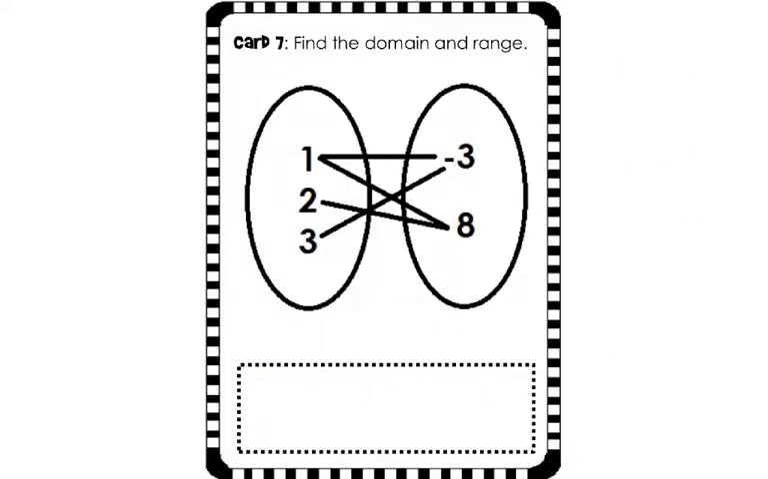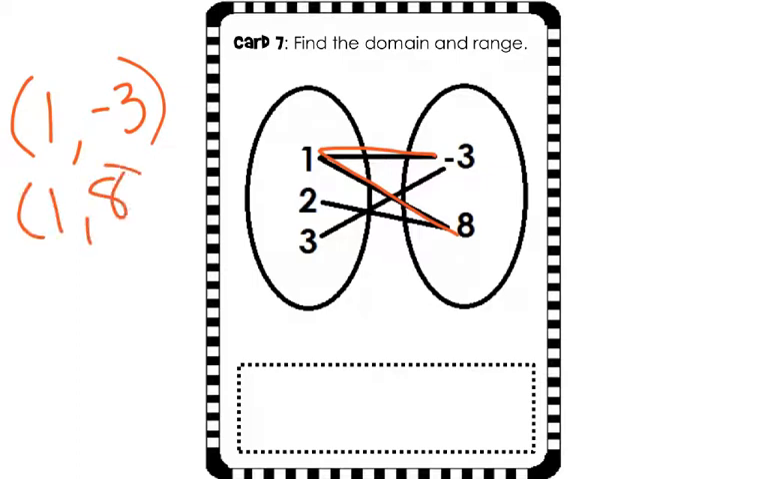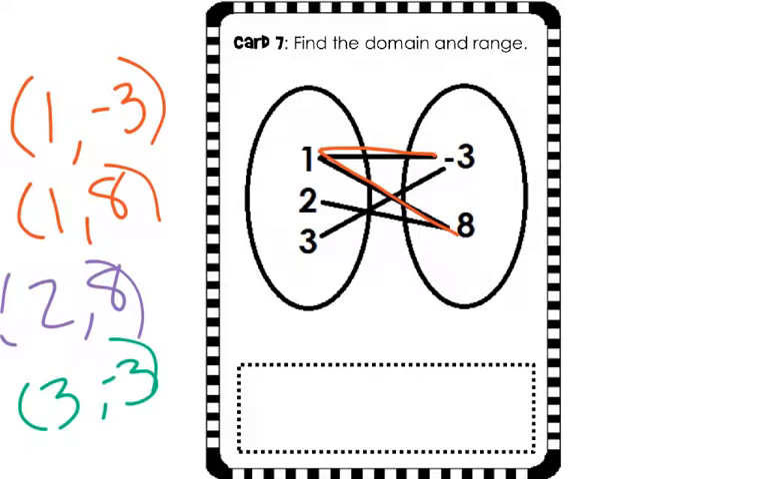Okay, these are a little weird. These are like what you did in middle school, just trying to show you how things are connected. So 1 goes to -3, 1 also goes to 8, so (1, 8). 2 goes to 8, so (2, 8), and then 3 goes to -3. So those are your 4 points you're looking at.